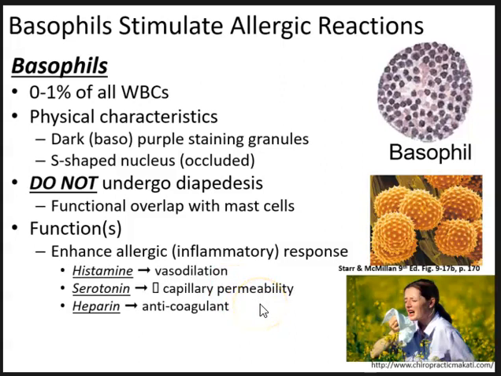Basophils also release serotonin. Serotonin increases capillary permeability, again, allowing for the cells that can undergo diapedesis to leave the blood and go to the tissues. Basophils release heparin. Heparin is an anticoagulant. So not so much that you are having a large amount of blood loss, but to the effect where a small amount of heparin will increase blood flow. Again, increasing blood flow to the area of inflammation or injury.